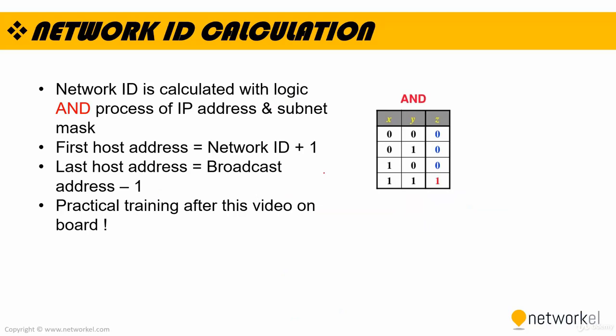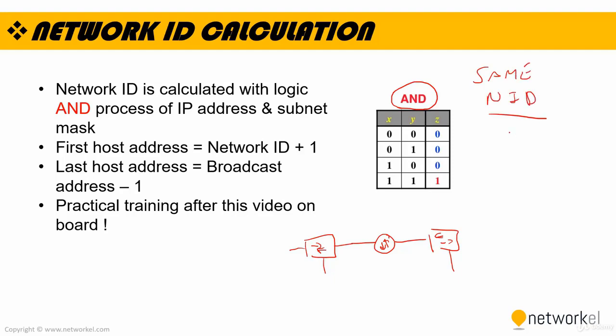And let's take a look at the network ID. Network ID is calculated with a logical AND process of the IP address and subnet mask. Let's take a look at what the AND process is. But please keep in mind that in our previous sections we have talked about whether the devices are in the same network or not. If devices are in the same network, they should have the same network IDs. If network IDs are the same, I never send the packet to the default gateway and I can connect over a switch.